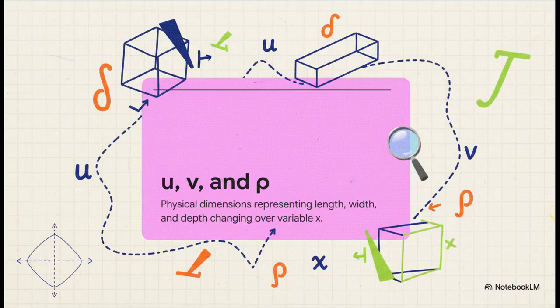Now, before we even look at a single equation, we absolutely have to get a handle on our variables, u, v, and rho. In a standard calculus class, these are pretty much always treated as arbitrary functions of x that just exist to make your exam questions harder. But here, we're stepping into Euclidean geometry. We need to treat u, v, and rho as the literal, physical dimensions of a 3D object, its length, its width, and its depth. And crucially, they are dynamically changing over an independent variable x, kind of like time.